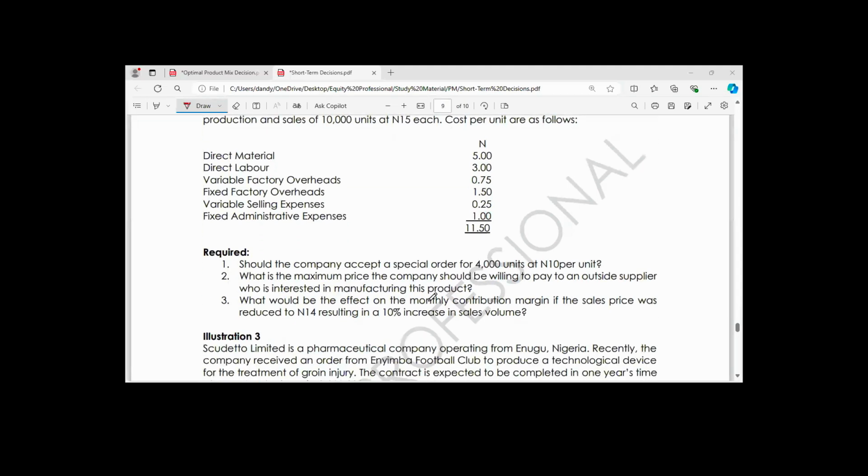Should the company accept a special order for 4,000 units at 10 naira per unit? What is the maximum price the company should be willing to pay to an outside supplier who is interested in manufacturing this product? What would be the effect on the monthly contribution margin if the sale price was reduced to 40 naira, resulting in a 10% increase in sales volume? Thank you very much, Joluwani.